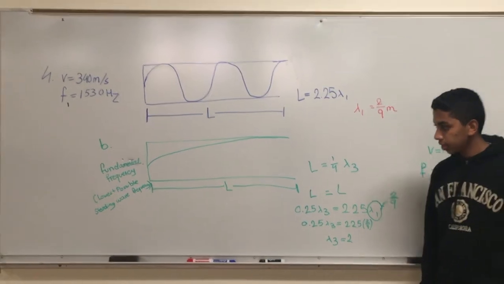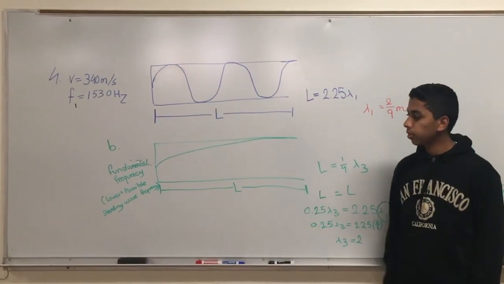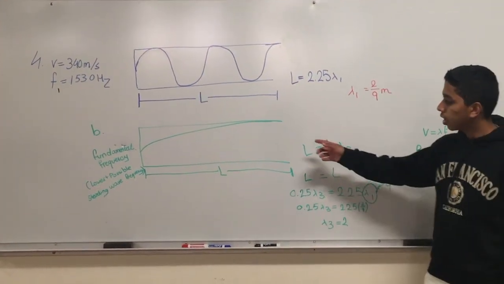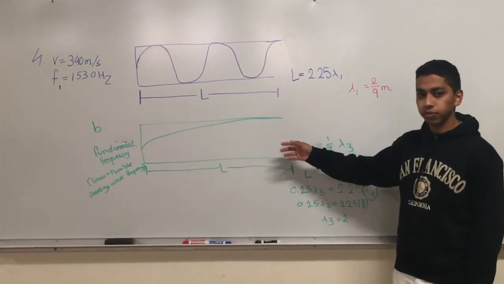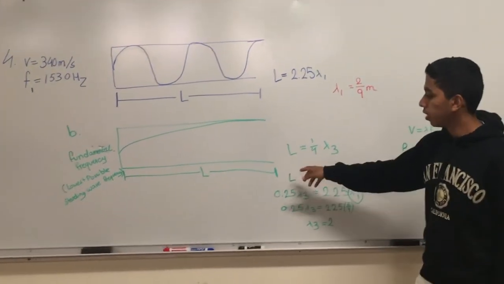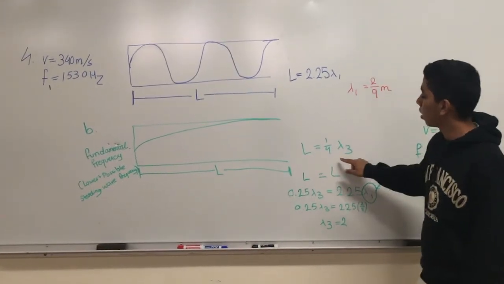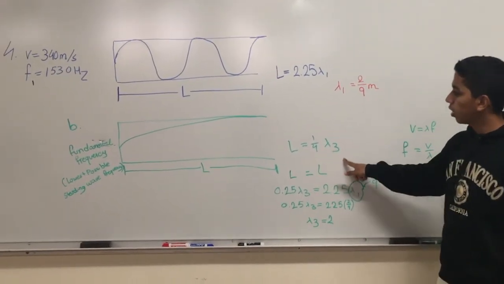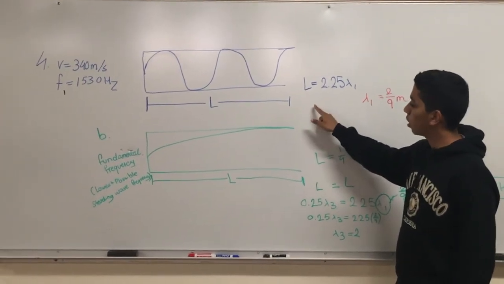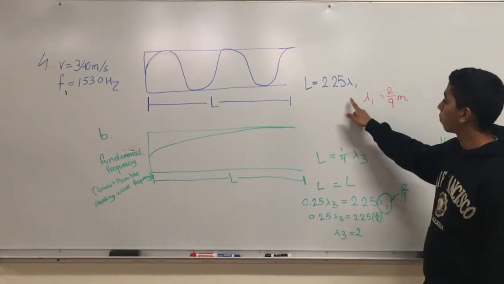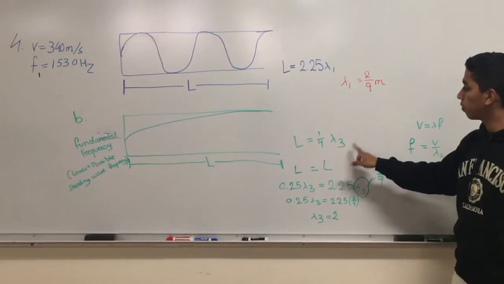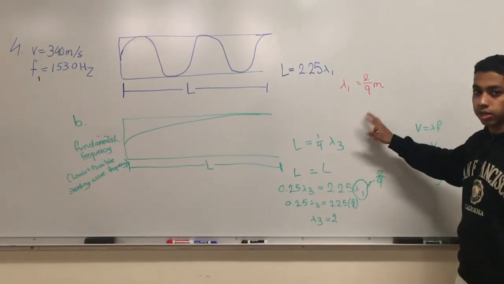So in part B, they are asking us for the fundamental frequency, which is the lowest possible standing wave frequency. This is how the lowest possible standing wave looks. As you notice, the length of this wave equals a quarter of a wavelength, and we also know from the previous part that this wave's length is 2.25 of its wavelength. So in order to find this wavelength, we have to set these two equations equal.